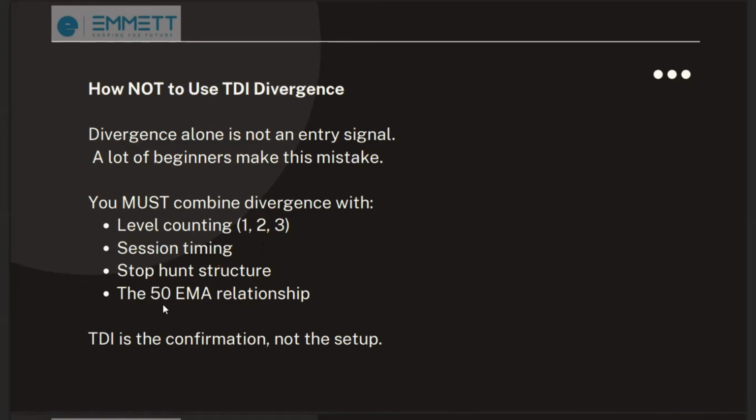The other thing is session timing. If you get that divergence, but you are trading outside the right time, you're still going to get caught up because the TDI itself cannot be relied upon. It has to be combined with several other factors that bring a strong confluence.